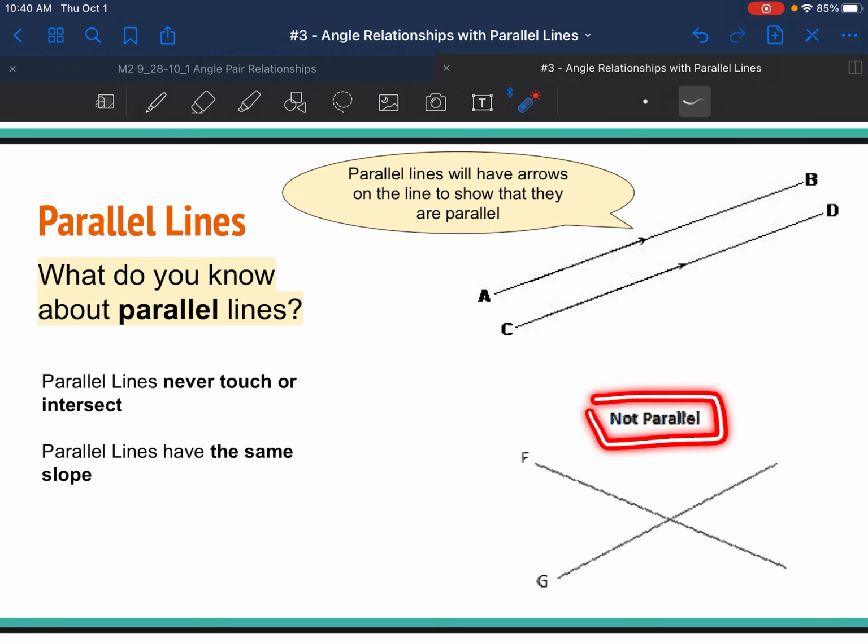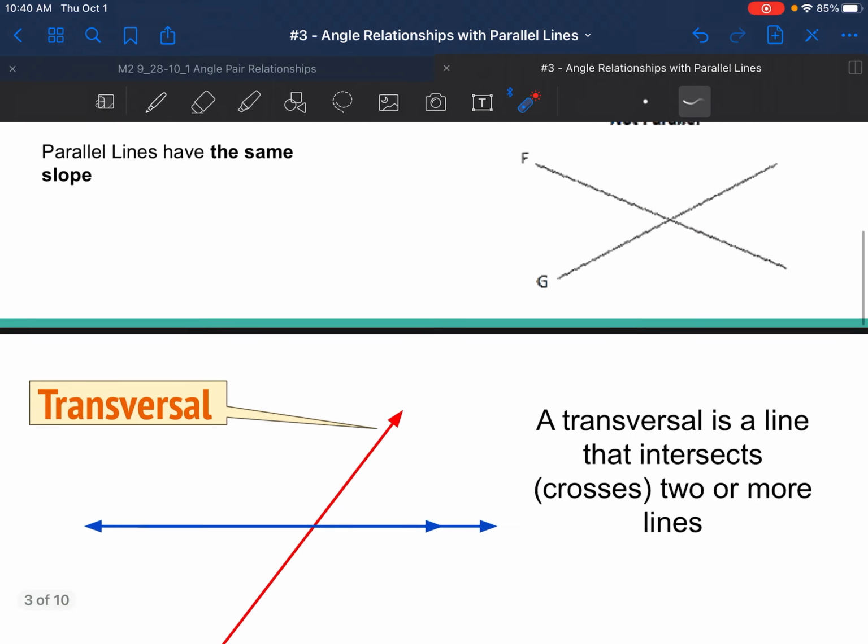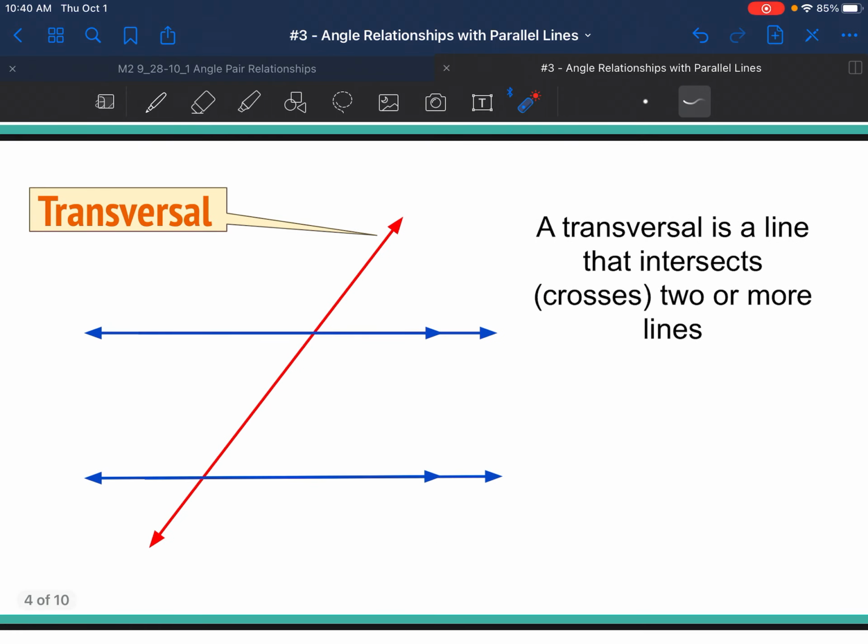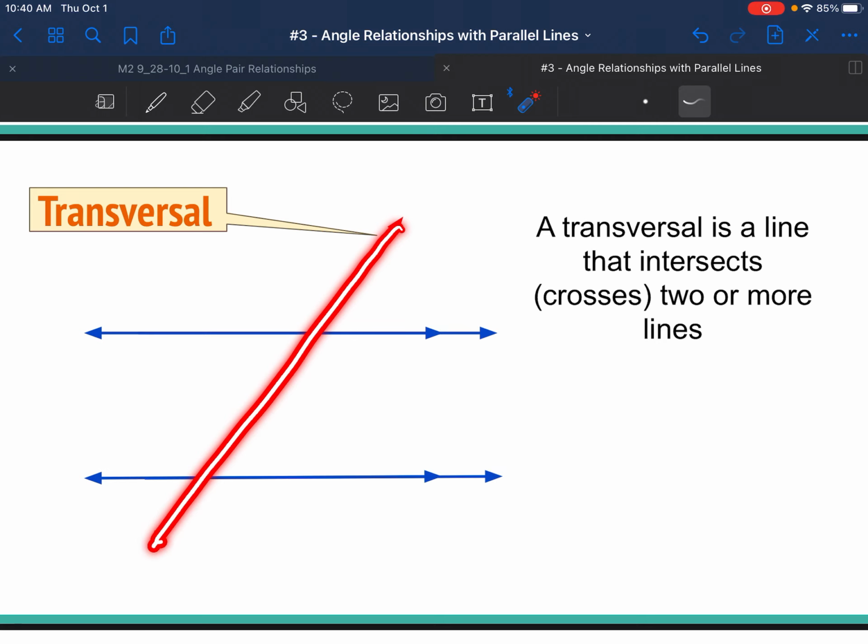The lines here are not parallel because they intersect in the middle. Because they touch, they are not parallel. Our next vocabulary word for today is the word transversal. This red line is the transversal, and a transversal is a line that intersects or crosses two or more lines. So this is our transversal.